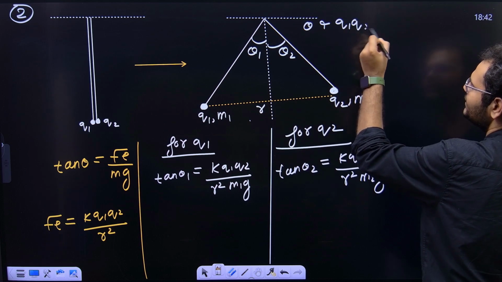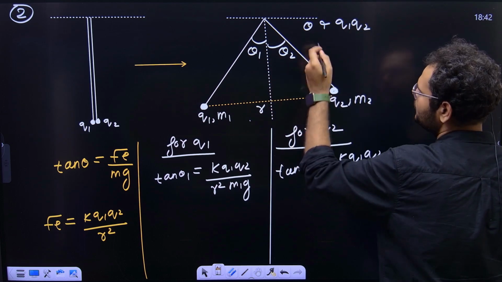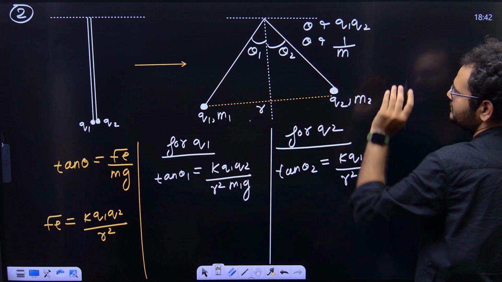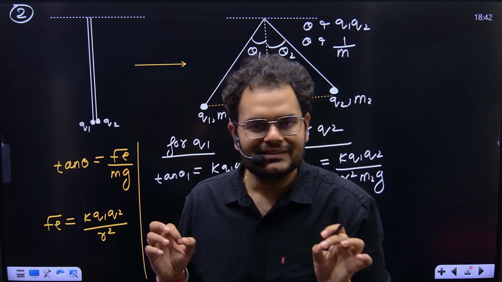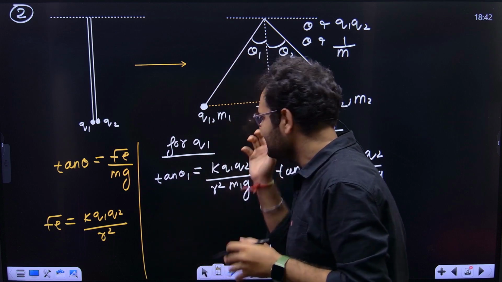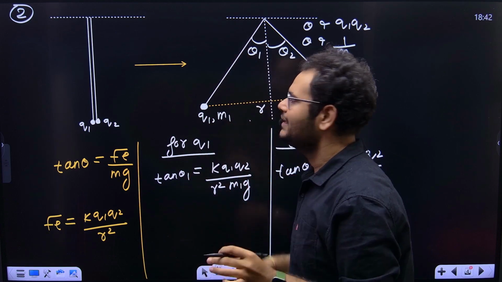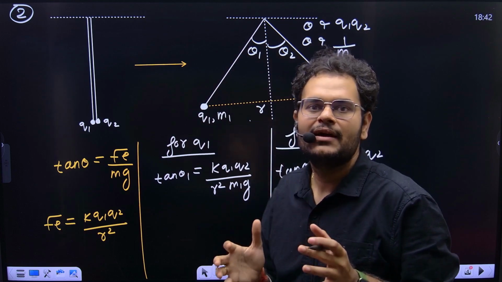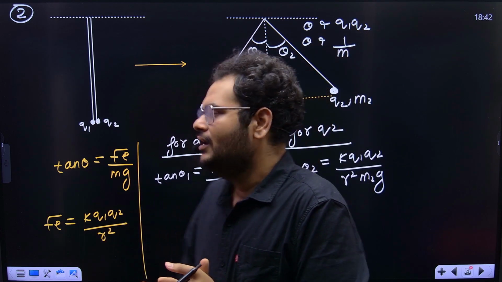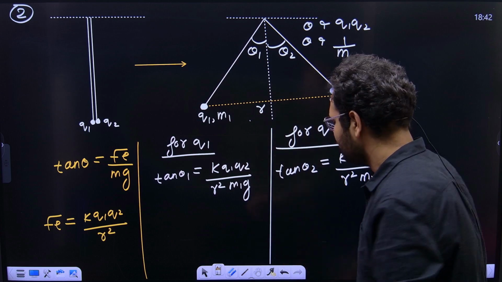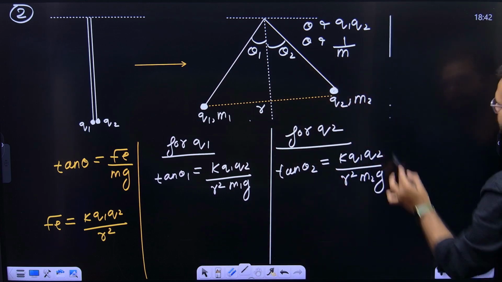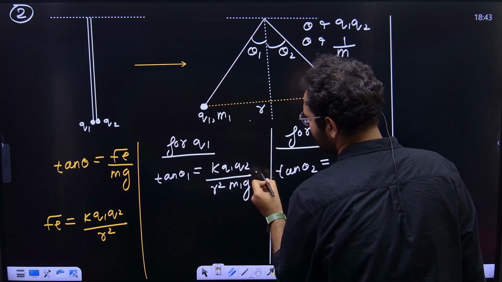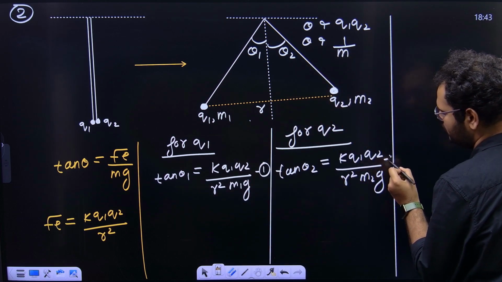Q1 Q2 and inversely proportional to what? Theta is inversely proportional to mass. That means if mass is more, then angle is less, and if the product of charges is more, the angle is more. This is very basic, but one important condition now that I am going to tell. Let us say this is equation number 1 and this is equation number 2.